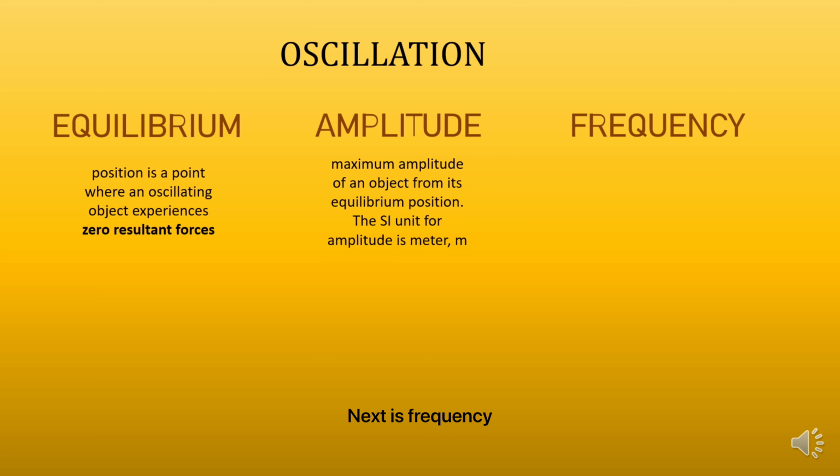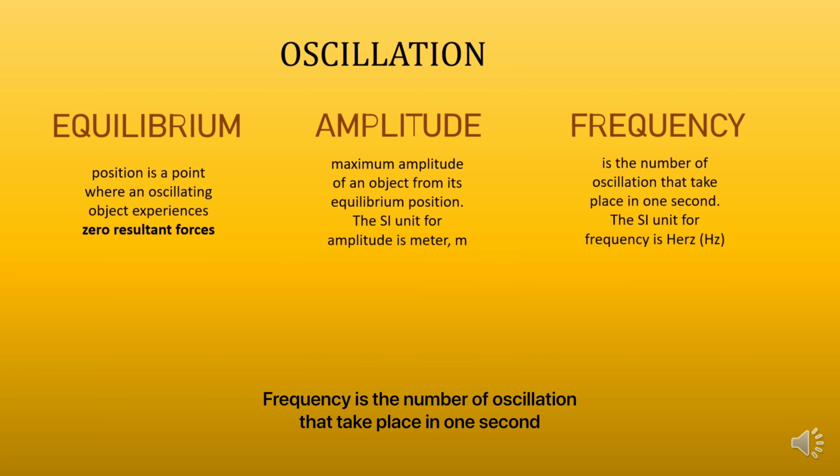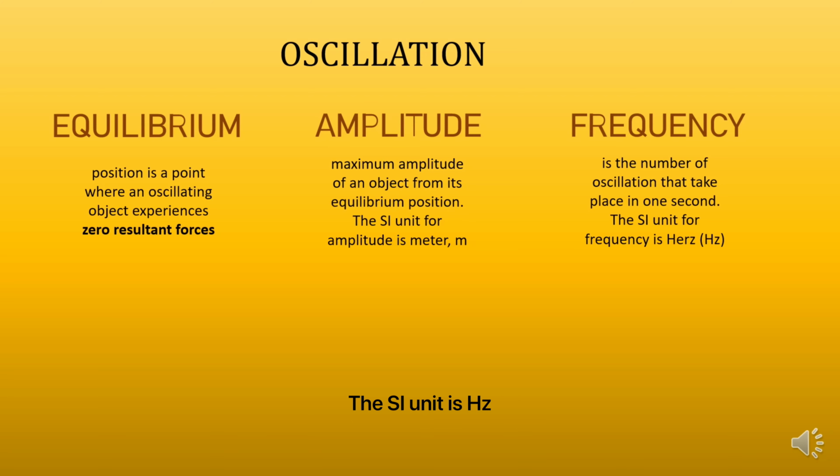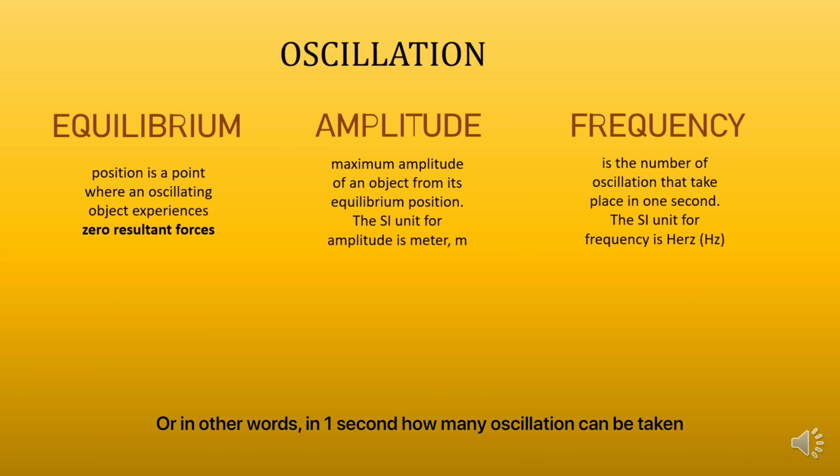Next is frequency. So frequency is the number of oscillations that take place in 1 second. The SI unit is hertz. Or in other words, in 1 second, how many oscillations can be taken.